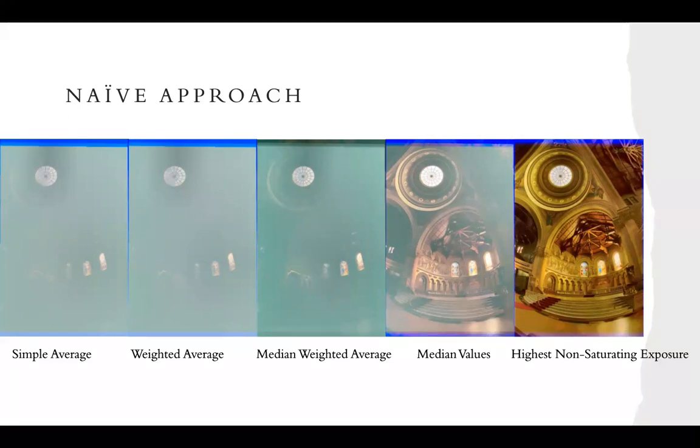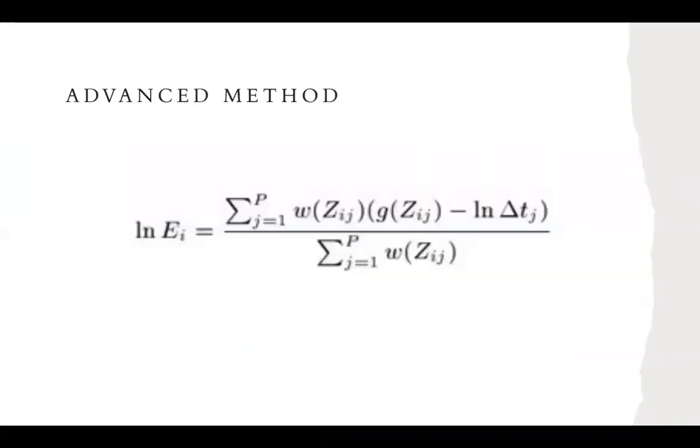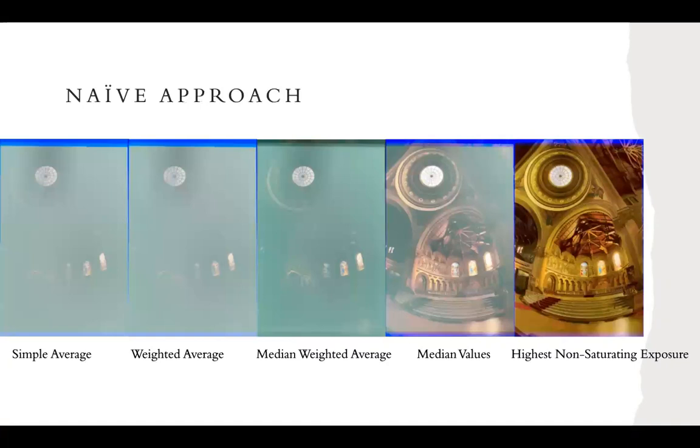The median weighted average is using a little bit more of an intelligent metric. So the weights are going to be max in the middle of a range and then taper off for higher values. And then the median approach is removing those under or overexposed values and choosing the median. And then the highest non-saturating exposure is going to be choosing a pixel that's the maximum of less than 80% of 255. So those are the naive methods. You can see decent results, but not great.